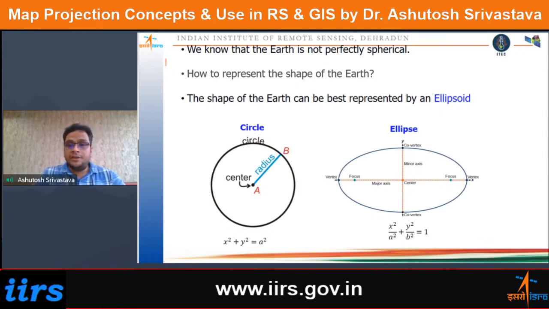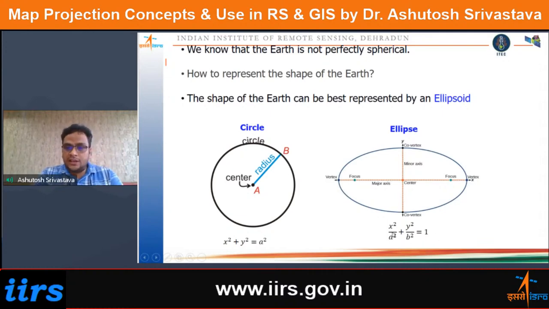Now, half of the minor axis is called the semi-minor axis, and half of the major axis is called the semi-major axis. So instead of a radius, as in the case of a circle, here we have a semi-major axis and a semi-minor axis. The semi-major axis we represent by A, and the semi-minor axis we represent by B. And this is the equation of this ellipse: x square upon a square plus y square upon b square equals 1.